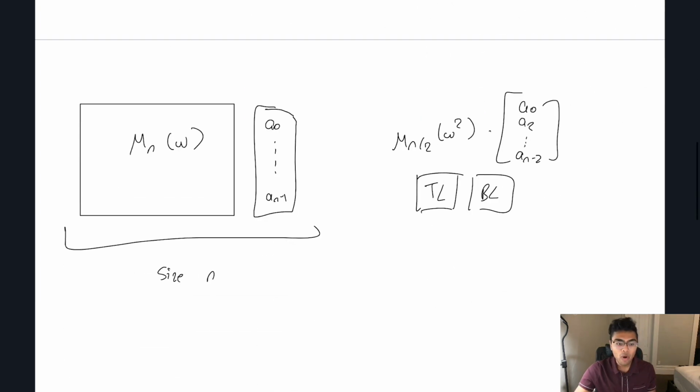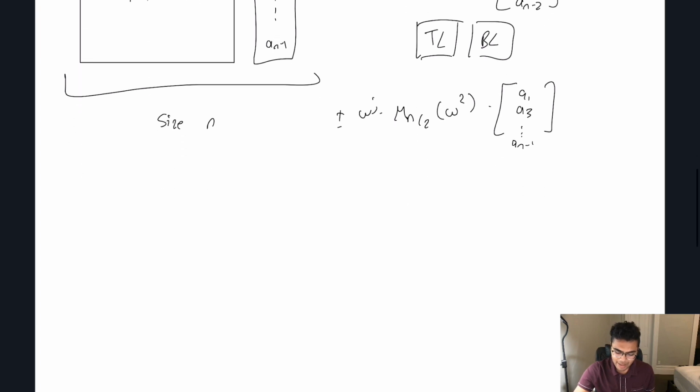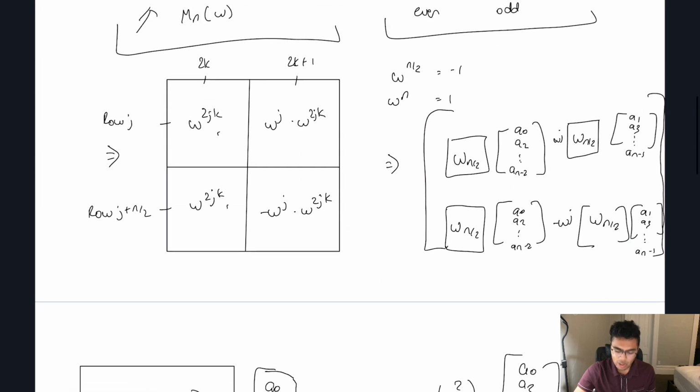This was, again, the top left and bottom left compartments of our original matrix. And then we're also saying that the other side of this was the odds, where we have our mn over 2 of w squared times our odds, a1, a3 to an minus 1. And then you have that extra factor of w to the j, which you're multiplying against this, and that gets you the final answer, whether it's positive or negative, based on its top right and bottom right subsegments. So that applies divide and conquer on the FFT algorithm, and this divide and conquer strategy gives you O of n log n runtime.